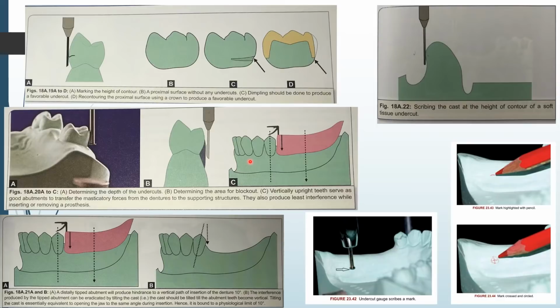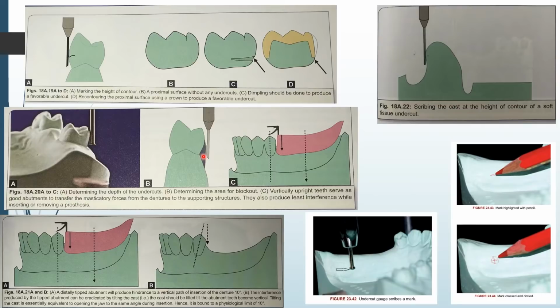Undesirable undercuts should be filled or blocked out till the height of contour. When you are filling or blocking it, you are using this wax till the height of contour. Now over here, as you can see, you're using this till the height of contour, and whatever the excess is, you are trimming it with a trimmer. So this was the third one, that is determining the location of undesirable undercut. Basically you're just blocking it out.